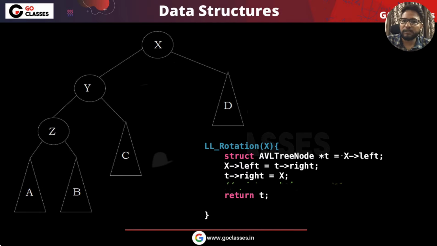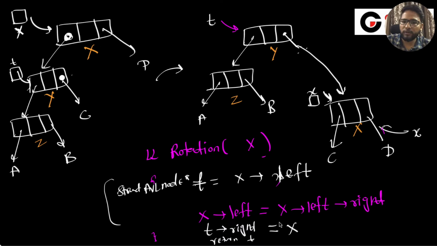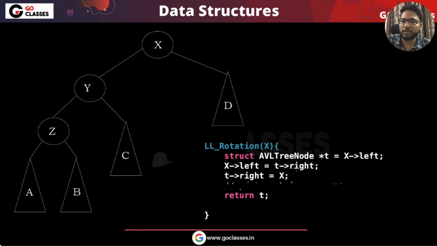I am saying that let me store this in the T, and then x left. I am saying that x left should be pointing to whatever x left is pointing to, or maybe you can say t right. Okay, so because x left and t both are actually same. After this line, x left and t both are same, so you can say t right, and then t right should be x, right? And then you can return t. So this is the final code.